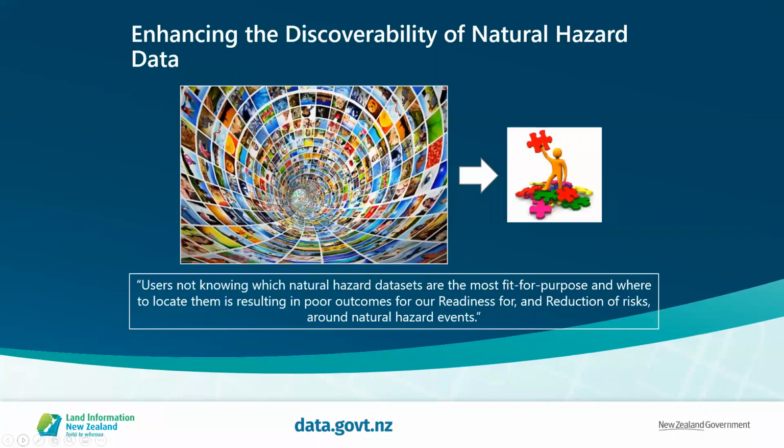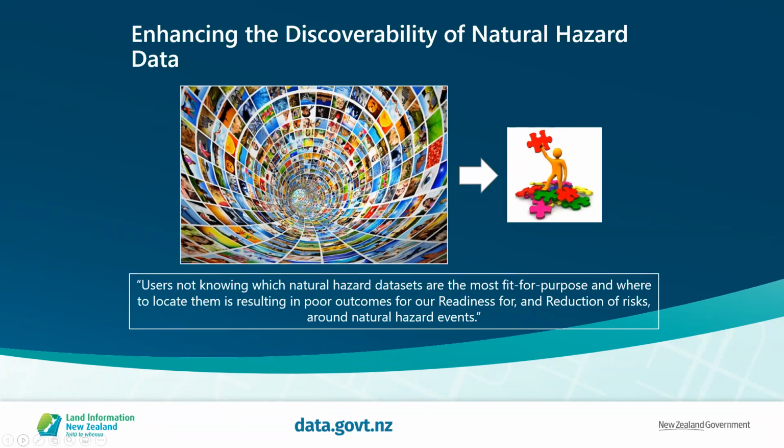So within New Zealand, users not knowing which natural hazard data sets are fit for purpose and where to locate them is resulting in poor outcomes for our disaster risk reduction. So we're working with the team at data.gov, that catalogue, to make that easier for people.